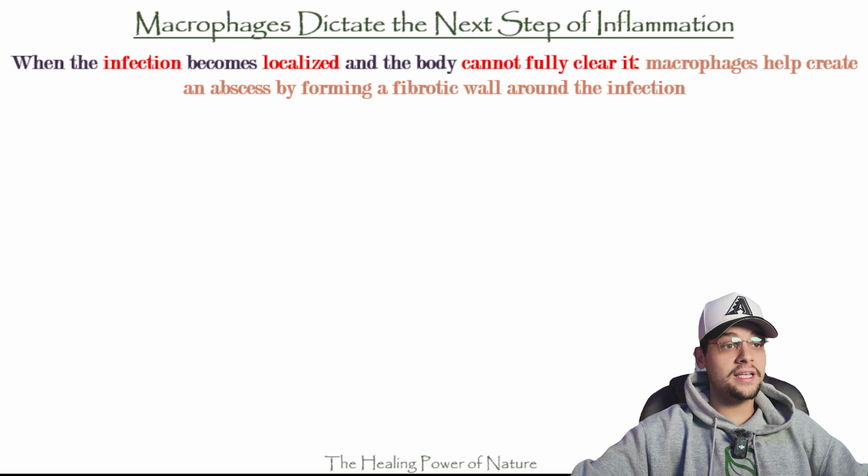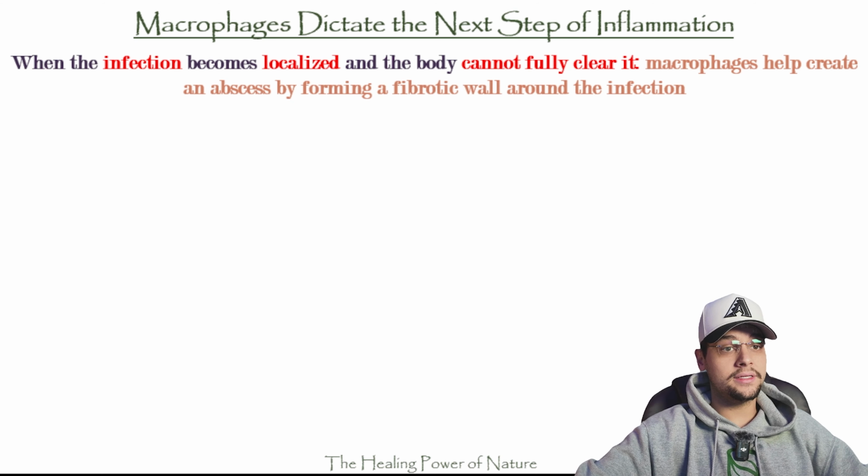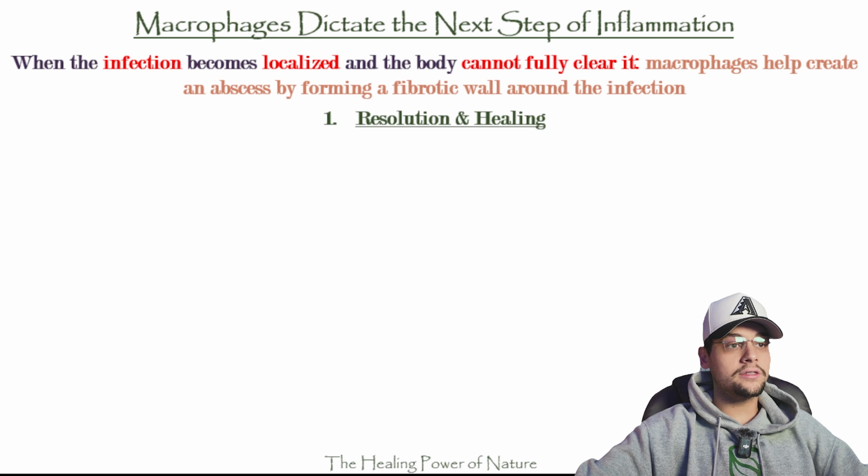So once macrophages have taken over the inflammatory process, they decide whether the inflammation will resolve, continue acutely, form abscesses, or become chronic. Here's how they manage it. First, resolution and healing. When the infection is cleared or controlled, macrophages shift their role to resolving the inflammation and initiating the healing process. They secrete anti-inflammatory cytokines that stop the immune response and promote tissue repair.